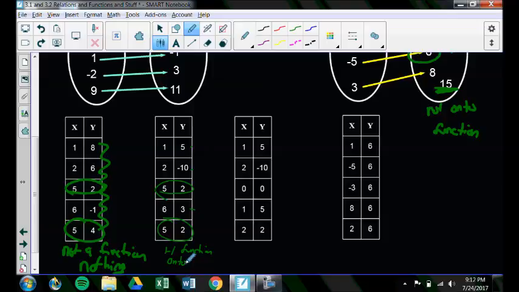Now, we don't know if like 6 and 3 and 5 are supposed to be in there. We just work with what we have. If onto is not making sense to you, that's kind of not a big deal. 1-to-1 and function are the important ideas here.